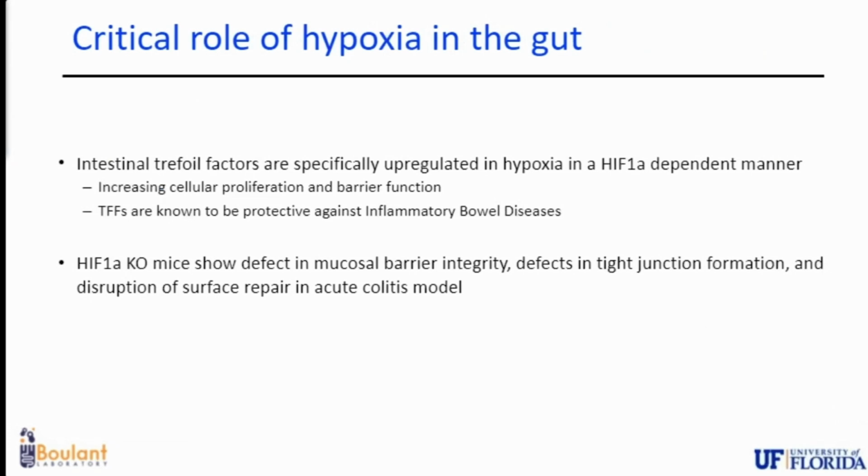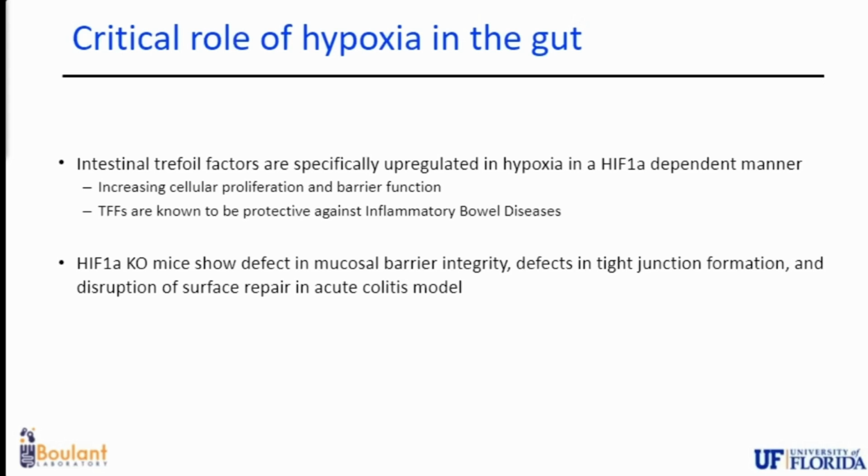Hypoxia is very critical for the gut. Not only is it important for the survival of the microbiota, so microbiota create hypoxia, and hypoxia makes the microbiota more happy, if I can say it this way. But our intestinal epithelium cells are actually benefiting from hypoxia too. For example, these intestinal epithelium cells make this factor called trefoil factor, which is upregulated in a HIF1 dependent manner. And this trefoil factor is very important for regulating cell proliferation and barrier function in the gut. And that's very important in diseases like inflammatory bowel disease.